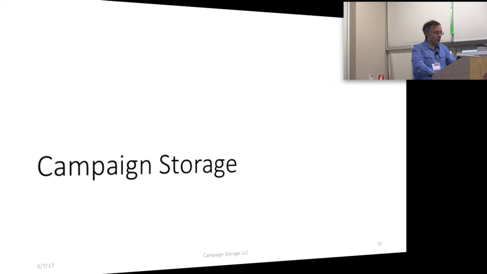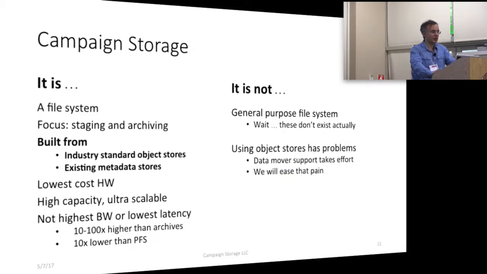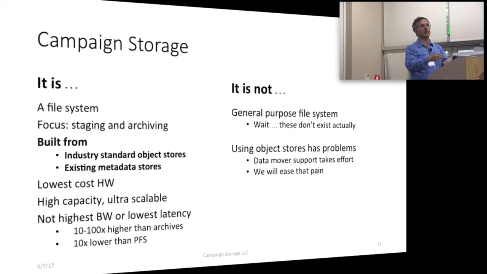Okay, so let's have a look at campaign storage. I already showed you this picture where it sits. So let's see what it is. It's a file system, but it's not a general purpose file system. Now, there are no general purpose file systems. Some file systems are very good for performance, other file systems are very good for reliability, but there are always fairly big compromises. And the campaign storage file system, MarFS, has its own compromises, but it's good for migrations.